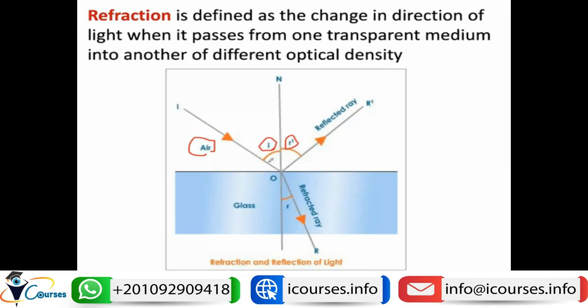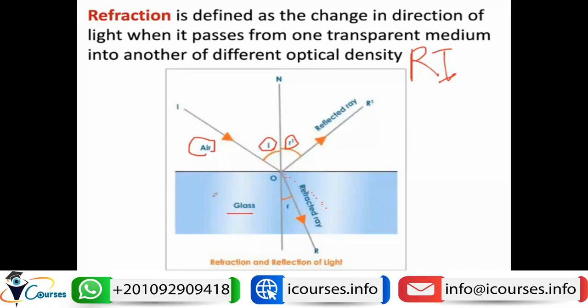However, some light rays will be refracted, passing into the glass. The light ray will not continue in the same direction, but will bend. This bending forms an angle with the normal that is called the angle of refraction. The bending occurs because the light passes from a medium of one optical density or refractive index to another medium of different refractive index or different optical density.